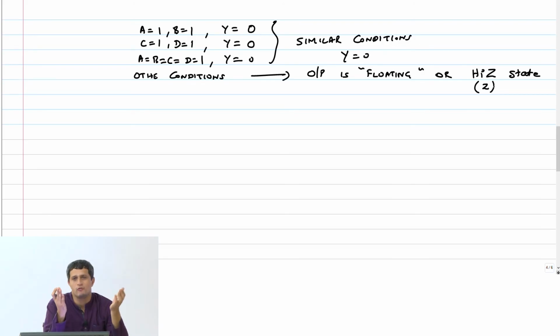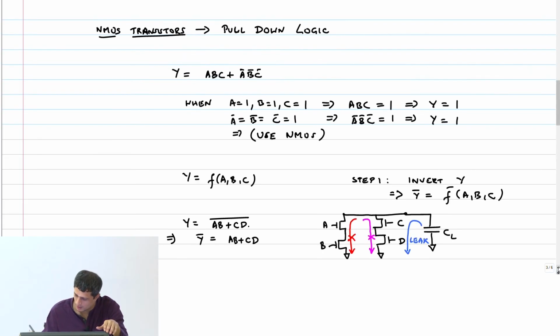So what have we done now? We had a function f of A B C D. We inverted it. We implemented the pull down stack, right? This basically is the pull down network.